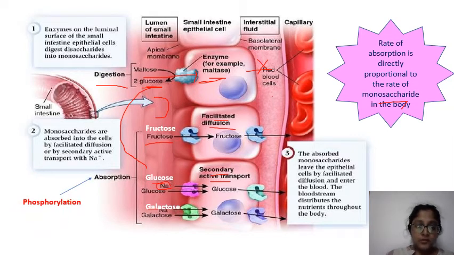Before any kind of absorption, we need to have phosphorylation of the carbohydrates, which is a mandate. So now we can see fructose will move by facilitated diffusion, glucose with the help of sodium transport by secondary active transport, and galactose again the same way with the help of sodium. They will move across the blood cell barrier.